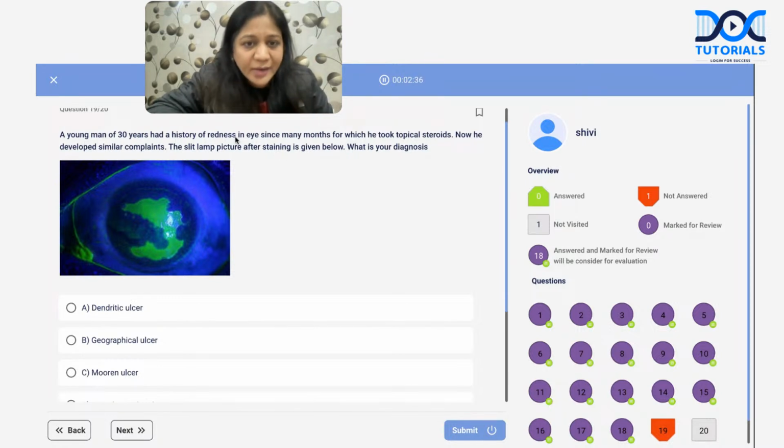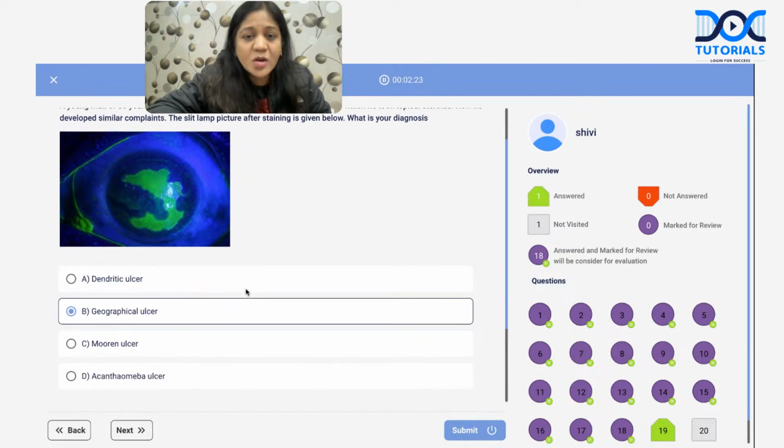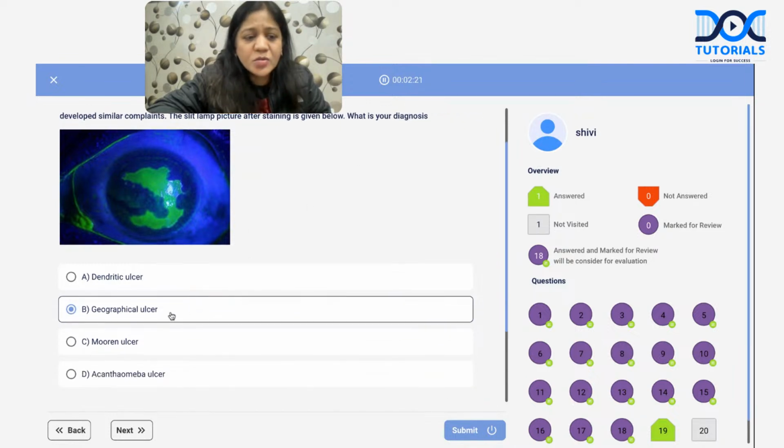Young man, there is redness, he has taken topical steroids. Of course, probably he had developed a viral dendritic ulcer, and now if he has taken topical steroids and this has been aggravated, this is definitely a geographical ulcer, guys, because they have given you a history of steroid usage. Morin ulcer is a peripheral ulcer.